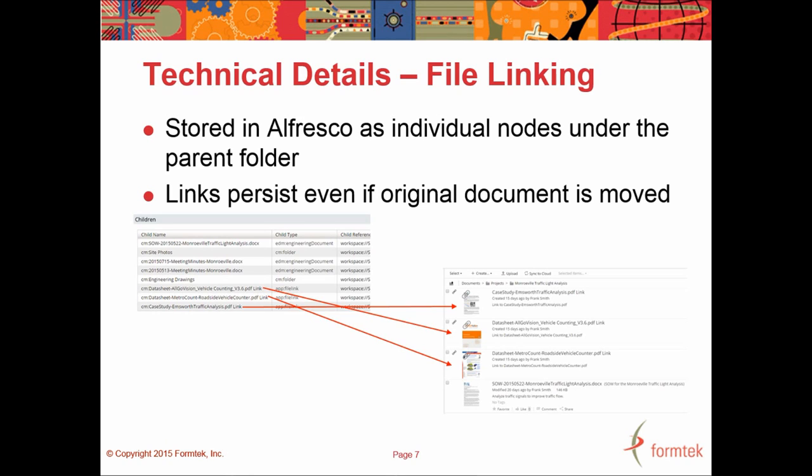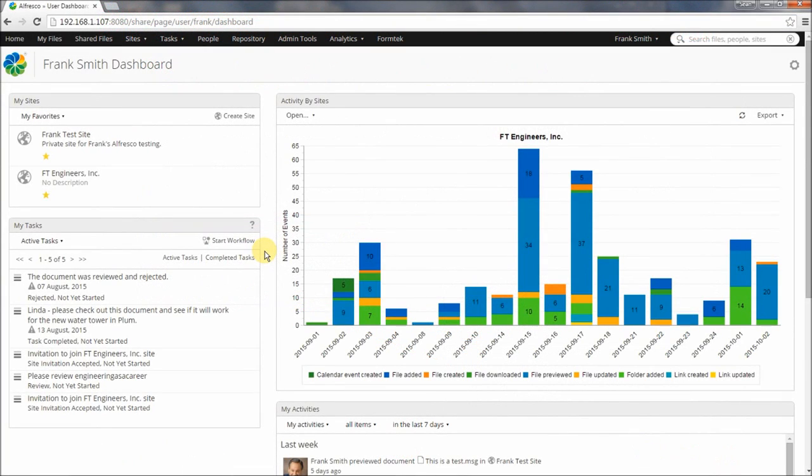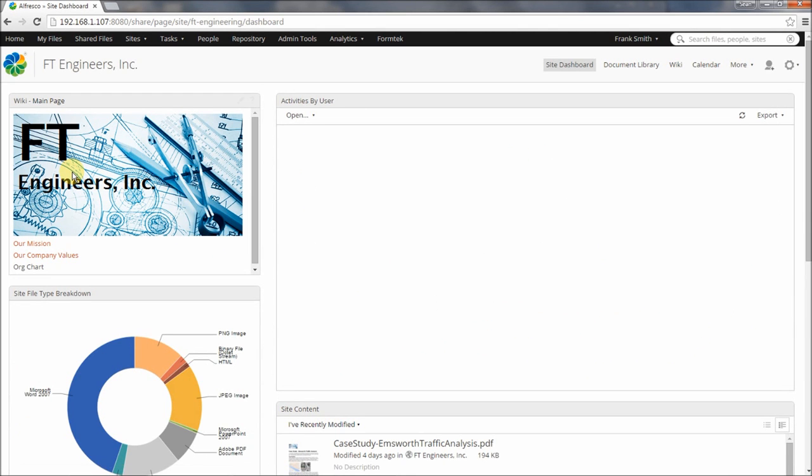Now let's take a look at some examples of peer association and file linking extensions in Alfresco. I'm logged into Alfresco as my demo user, Frank Smith. Let's get into the FT Engineer site and then into the document library.